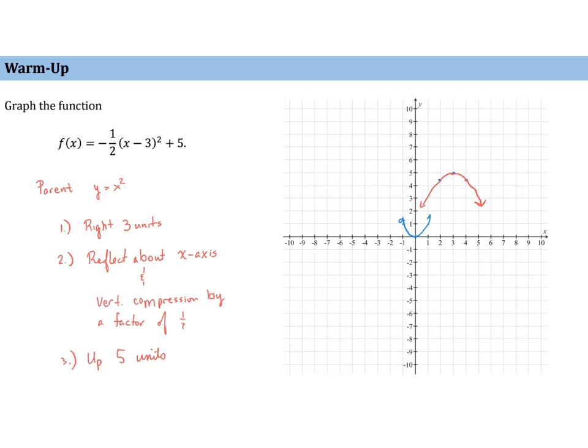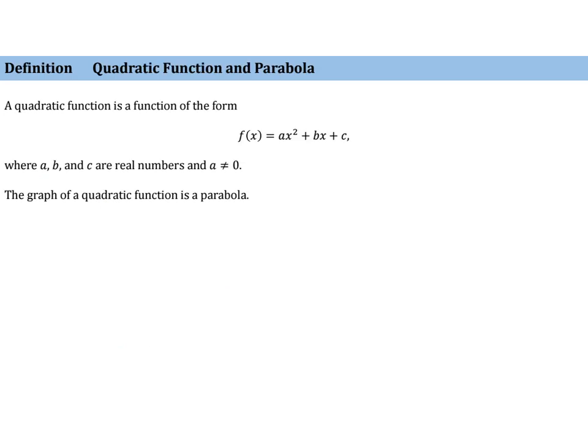What we see here is what's called a parabola. So this is also a quadratic function. A quadratic function is any function of the form ax squared plus bx plus c, where a, b, and c are real and a is not 0. In other words, we have to have that squared term for it to be a quadratic function. And the shape of the graph is called a parabola.